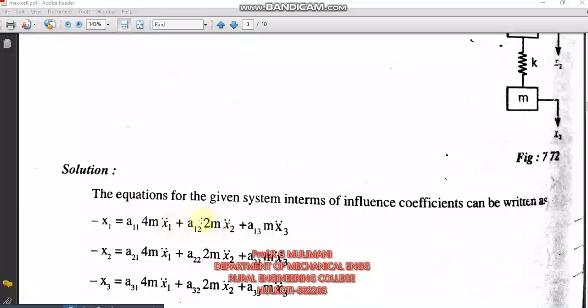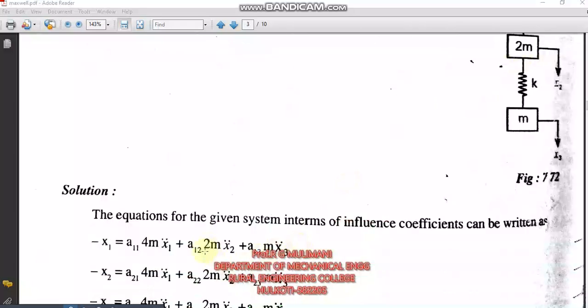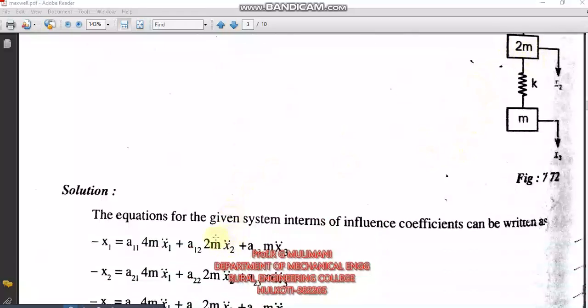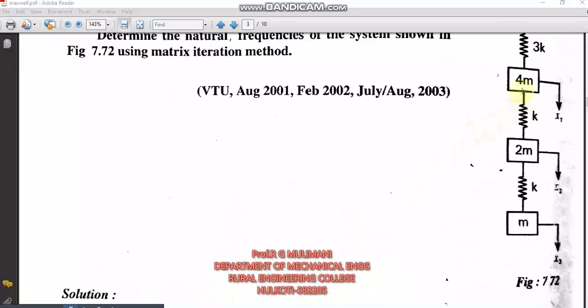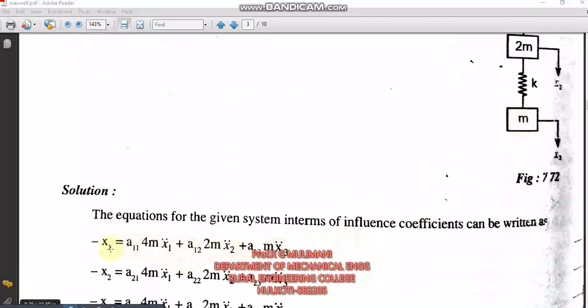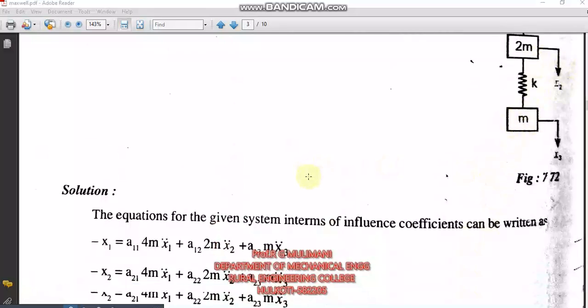Similarly, this term gives A12 multiplied by 2m x2 double dot. This 2m x2 double dot is the force. This is the displacement of mass 1 when a force of 2m x2 double dot is applied. Similarly, this is the displacement of mass 1 when this much force is applied. So the total displacement of mass 1 is x1. Similarly, x2 and x3 are the displacements of mass 2 and mass 3.